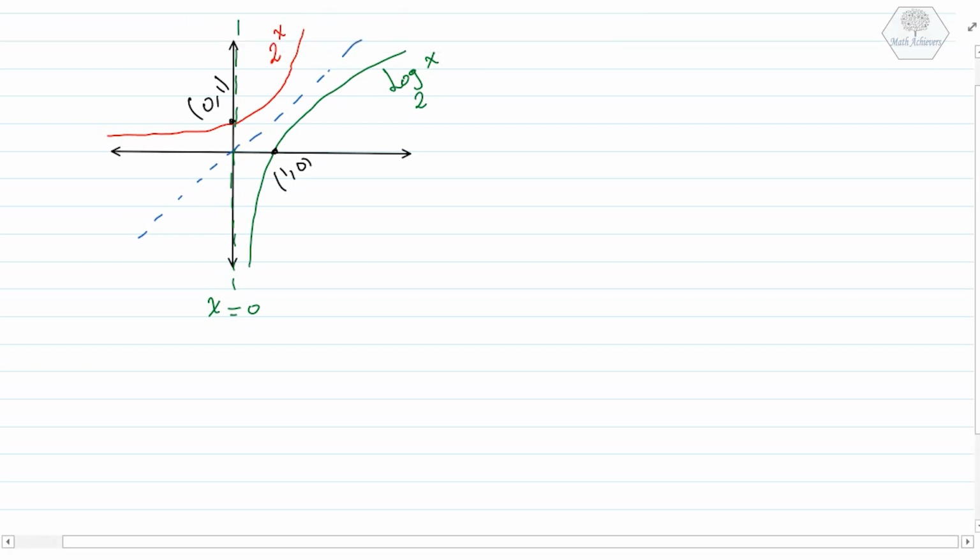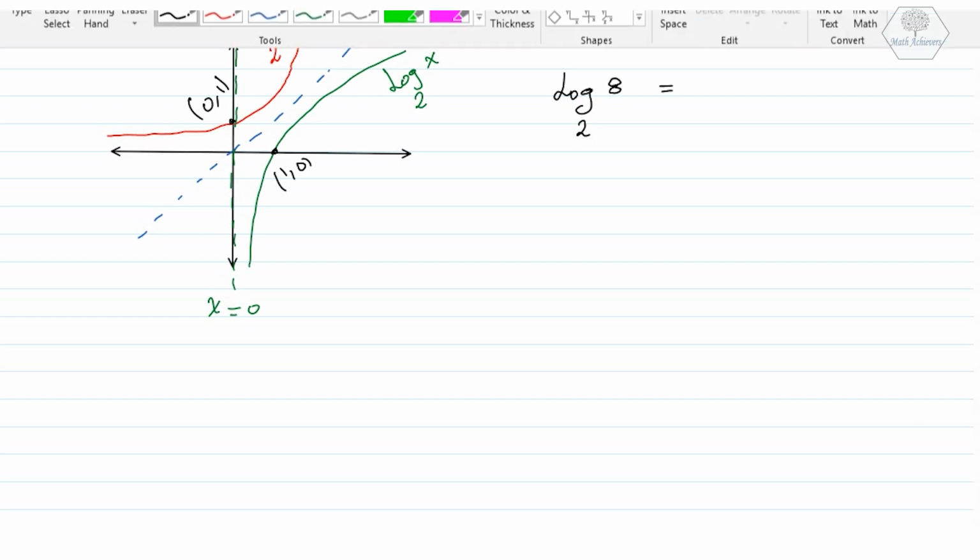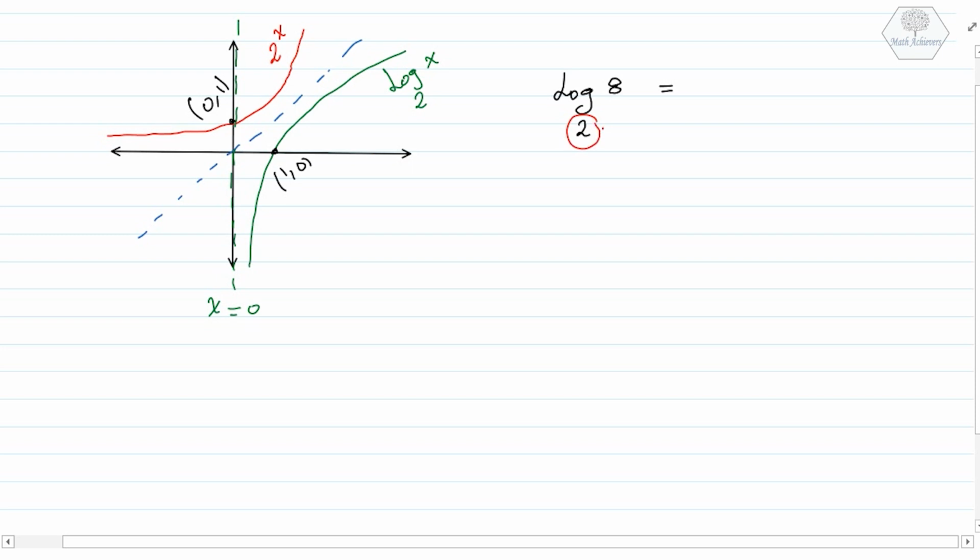What's meant by log? When I say log, let's say I'm having log 8 to the base of 2. What does it mean? It means 2 to the power of what value gives me an 8. So I will have a value here of 3, because 2 to the power of 3 is equal to 8.